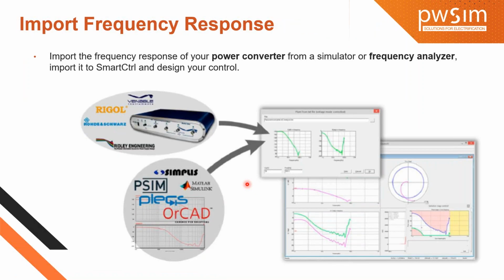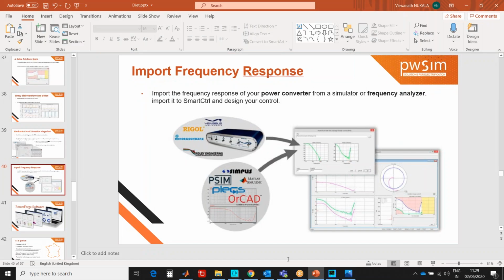Apart from that, this is what I told you earlier: you can import frequency response from different software like MATLAB, PSIM, Plexim, OrCAD, or any other. Once you do the AC sweep analysis, you can save the file in text format and bring it back into the smart control. Okay, so this is the basic theory of the software, and let me show you the tool.